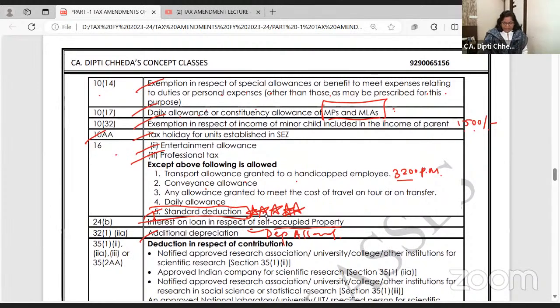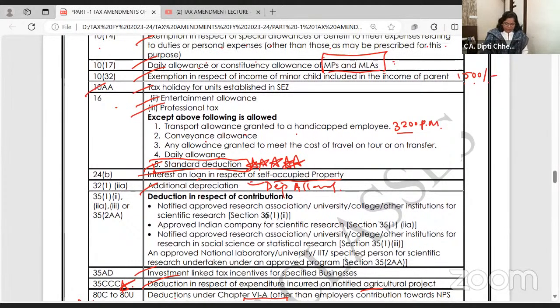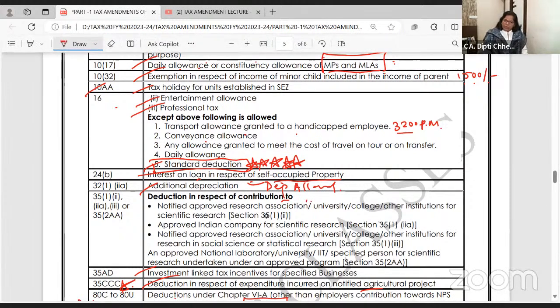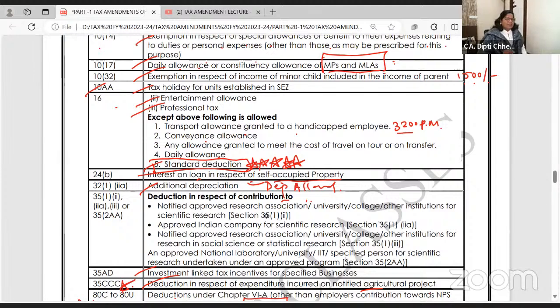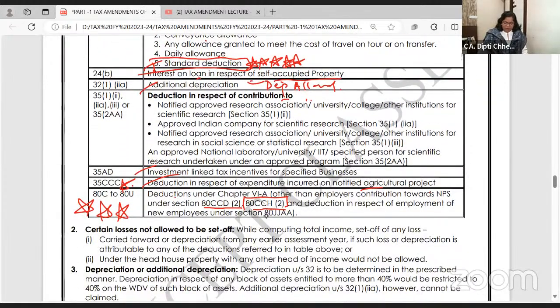But of course, standard deduction will be allowed. Interest on loan for self-occupied property not allowed. You can't show a loss. Normal depreciation allowed as per the WDV method. Additional depreciation not allowed. Deduction in respect of scientific research and all not allowed. 35 AD not allowed.